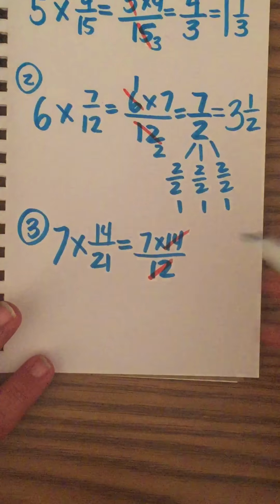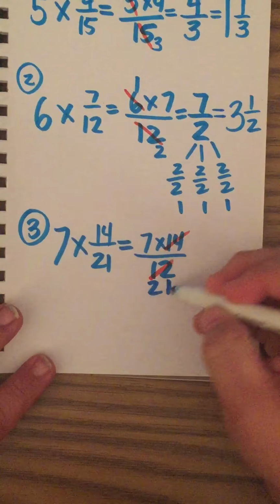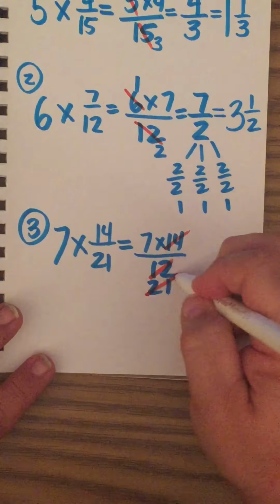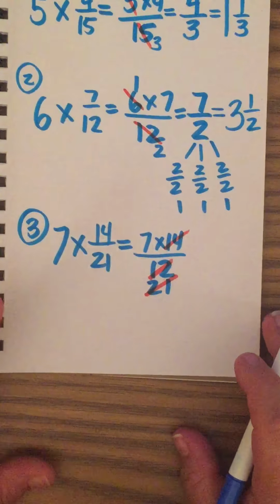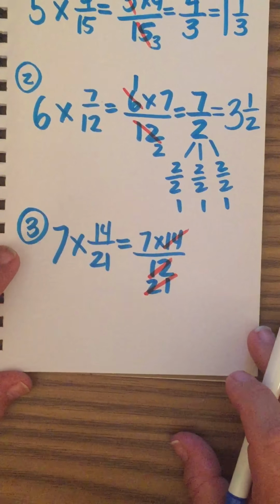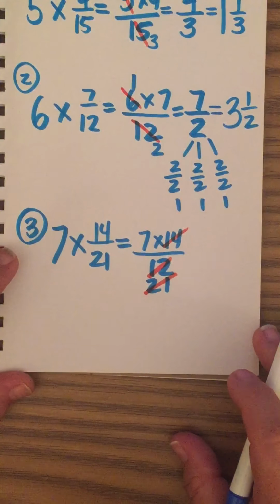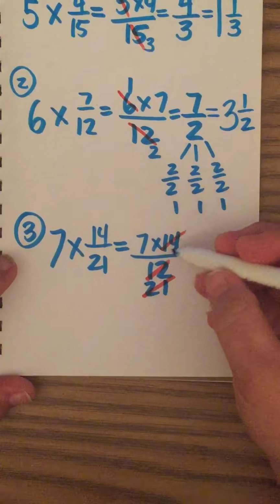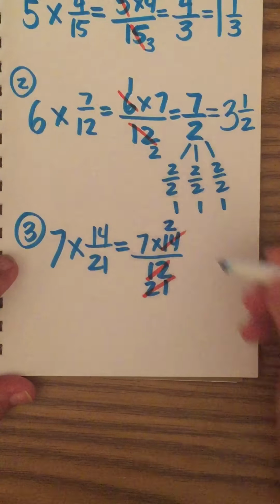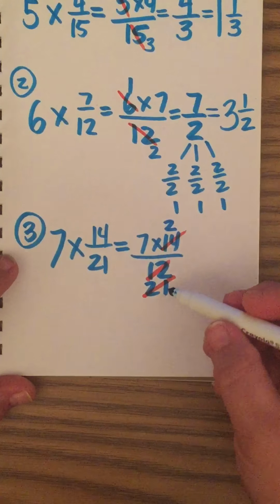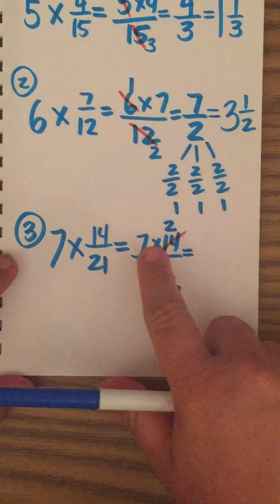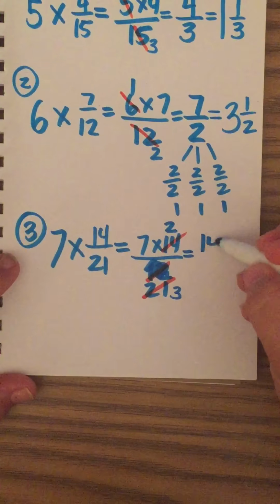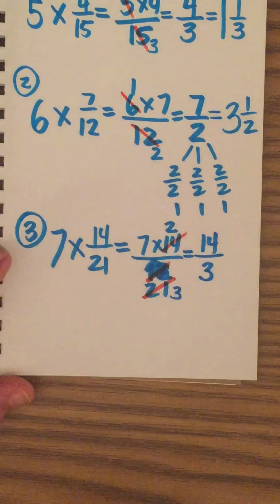Oh, shoot. Sorry, you guys. That was supposed to be 21. That makes more sense. Oops. Sorry about that. 21 over here. I reversed that. So anyways, what can we divide both 14 and 21 by? 7. Yes. 14 divided by 7 is 2. 21 divided by 7 is 3. 7 times 2 is 14 thirds.